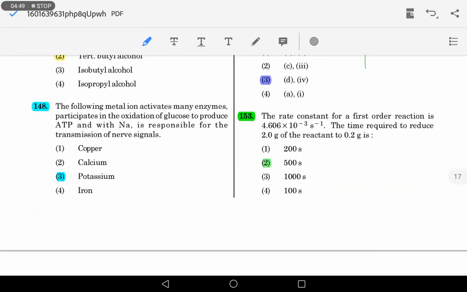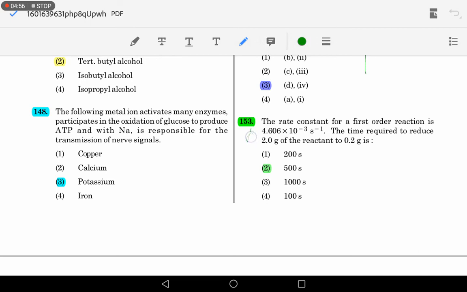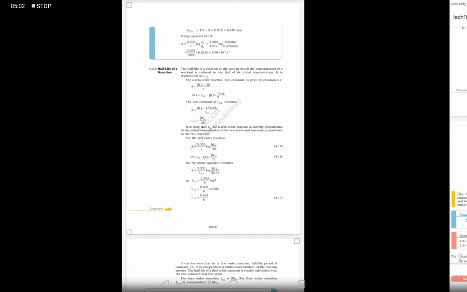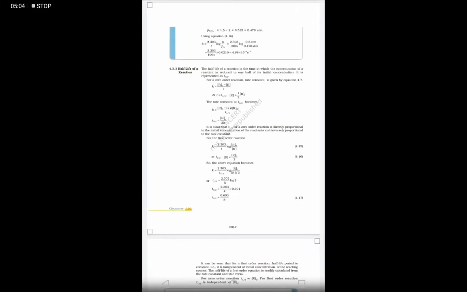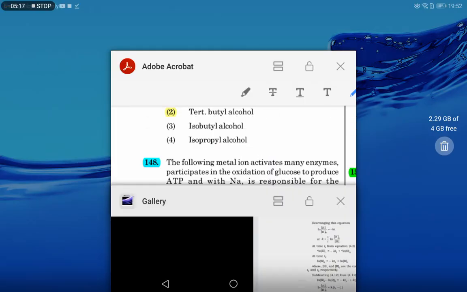153. The rate constant for a first order reaction is 4.606 times 10 power minus 3. So k we indicate as rate constant. The time required to reduce 2 grams of the reactant to 0.2 grams. So this is a bit modified one. To apply half-life of a reaction, t half equals 0.693 by k, since it's a first order reaction, and you also have to apply R equals R naught e power minus kt.